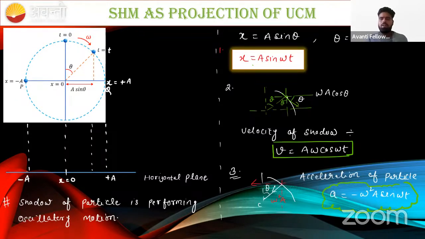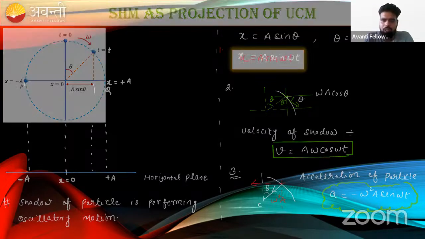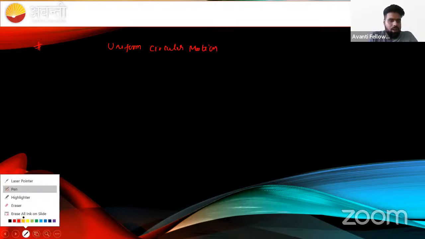Our next concept that makes SHM very easy is the projection of SHM in uniform circular motion. Firstly, we have to understand the meaning of uniform circular motion. We just want to recall: whenever I say uniform circular motion, what is the meaning of this? Can anybody tell me what we understand by this term?